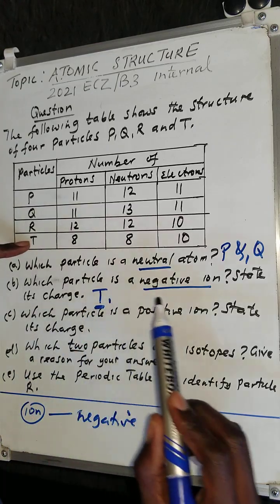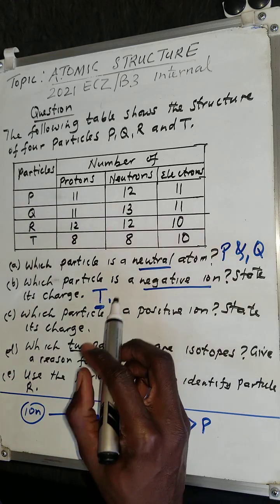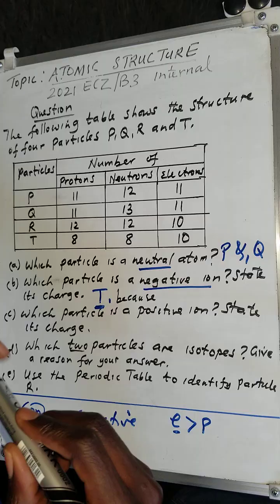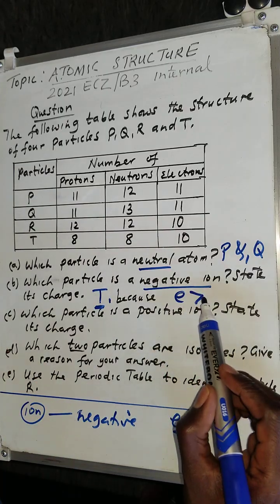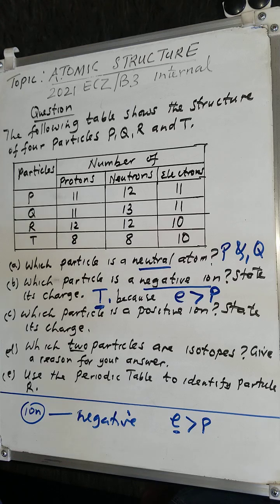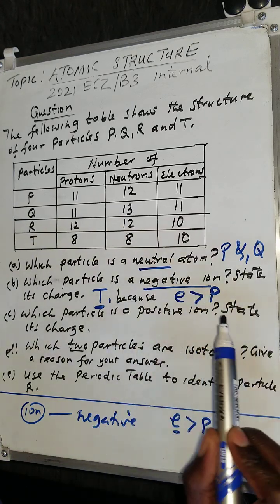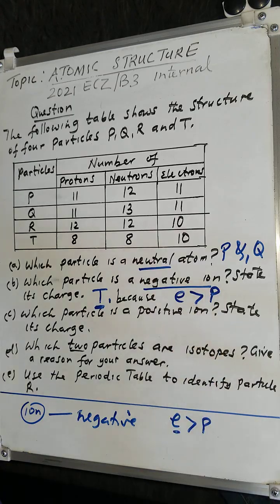What is the reason? You can simply say because electrons are more than, I'm using greater than, electrons are more than what? Are more than protons. So you can write that in a statement form: electrons are more than, or greater than, protons. That's the reason why we are saying that. That's the reason that you could have given.